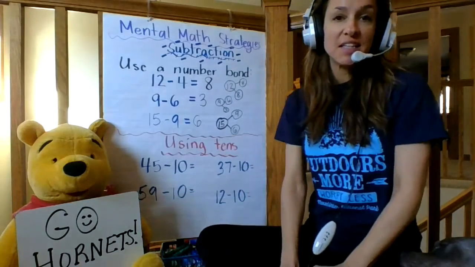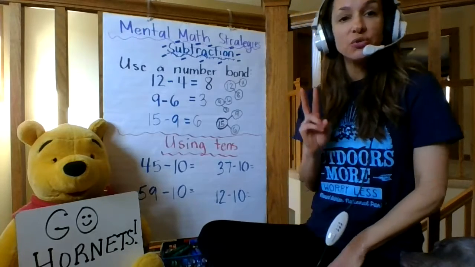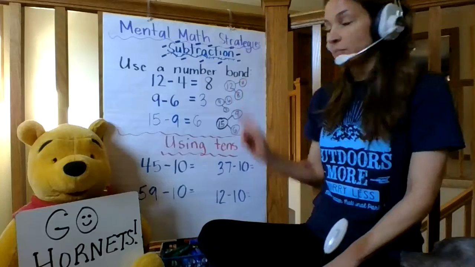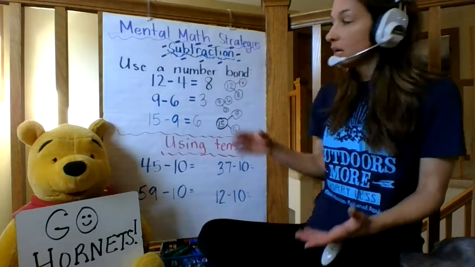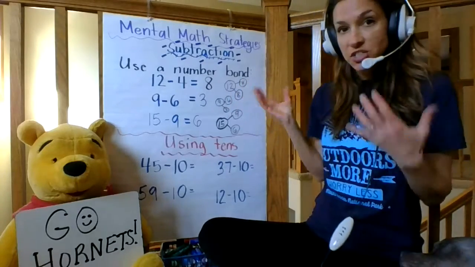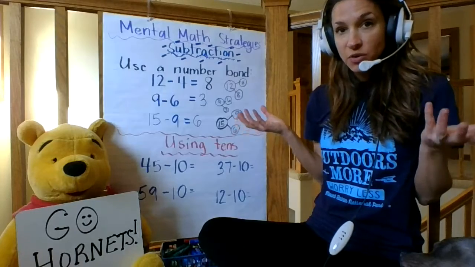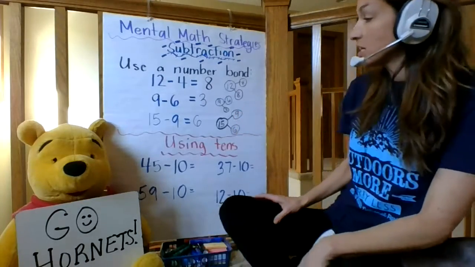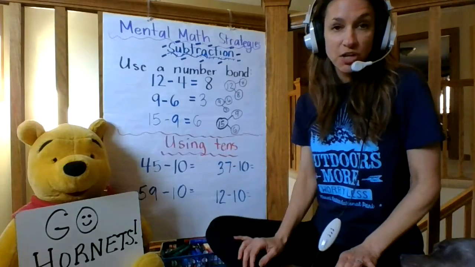So we've been practicing mental math strategies. We did 2 for addition, and then we also did 1 for subtraction. We used a number bond because we know that a number bond is our addition and our subtraction facts for one problem. It's a fact family, essentially. So today we're going to look at using tens for subtraction.